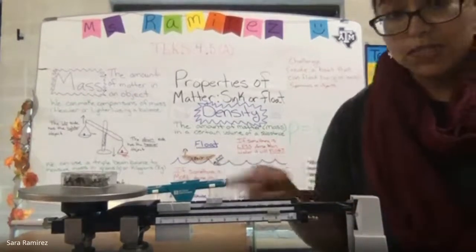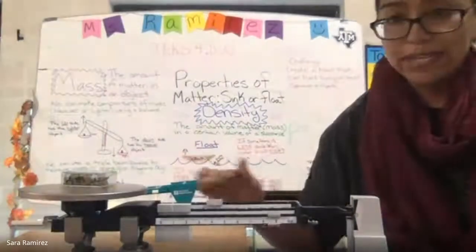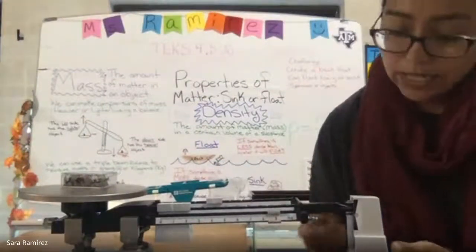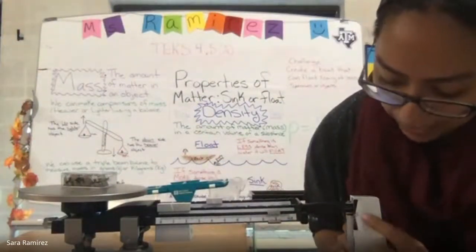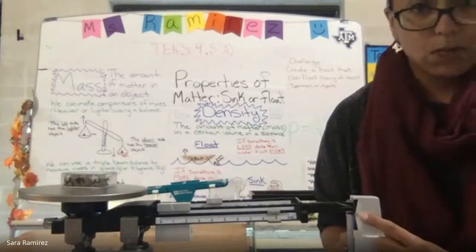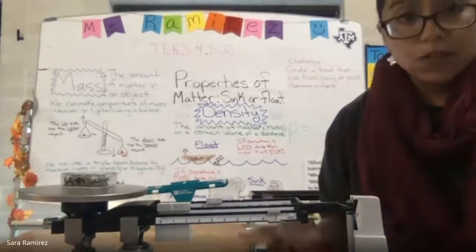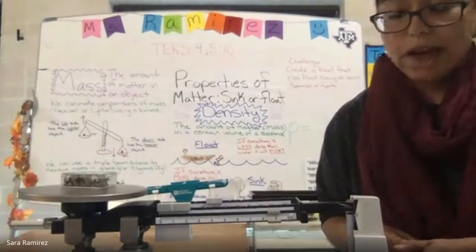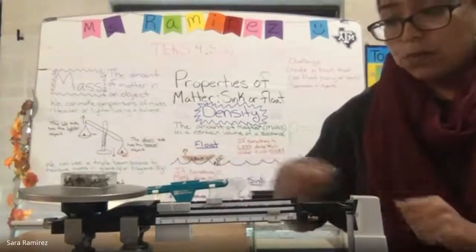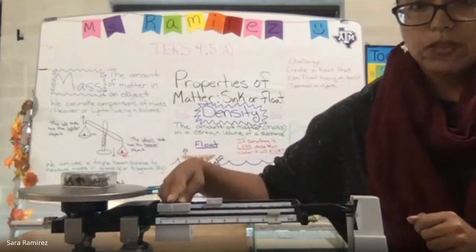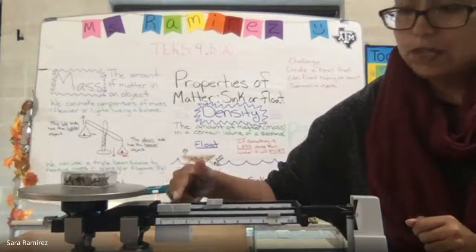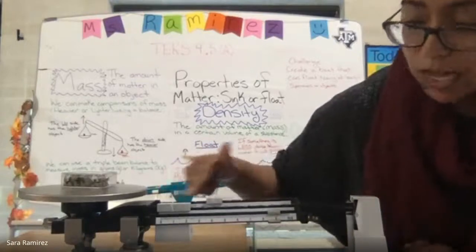Your goal is to experiment moving these different weighted sliding bars until we can get this white line even with the 0 mark. And once you've done that, then you can read the mass that you have. So when you're experimenting with moving the sliding bars, you always start with the largest sliding bar first. This measures it in hundreds.